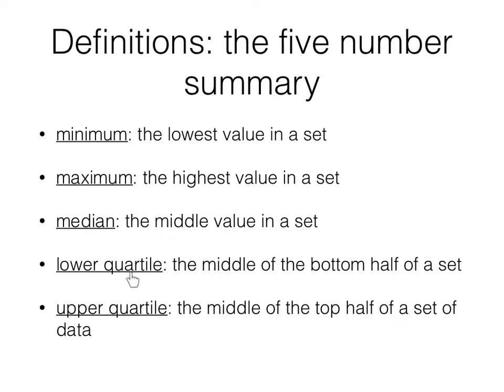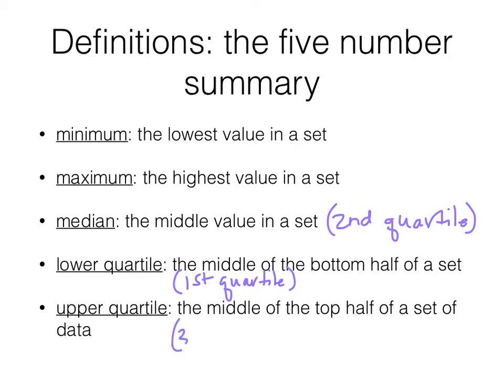The lower quartile. The lower quartile is the middle of the bottom half of a set of data. The upper quartile is the middle of the top half of a set of data. What the quartiles do with the median, and sometimes the median is actually even called the second quartile. In fact, some of these are slightly different. Like you can call this the second quartile, and you can call this one the first quartile, and then this one is the third quartile, and that puts them in order, least to greatest.